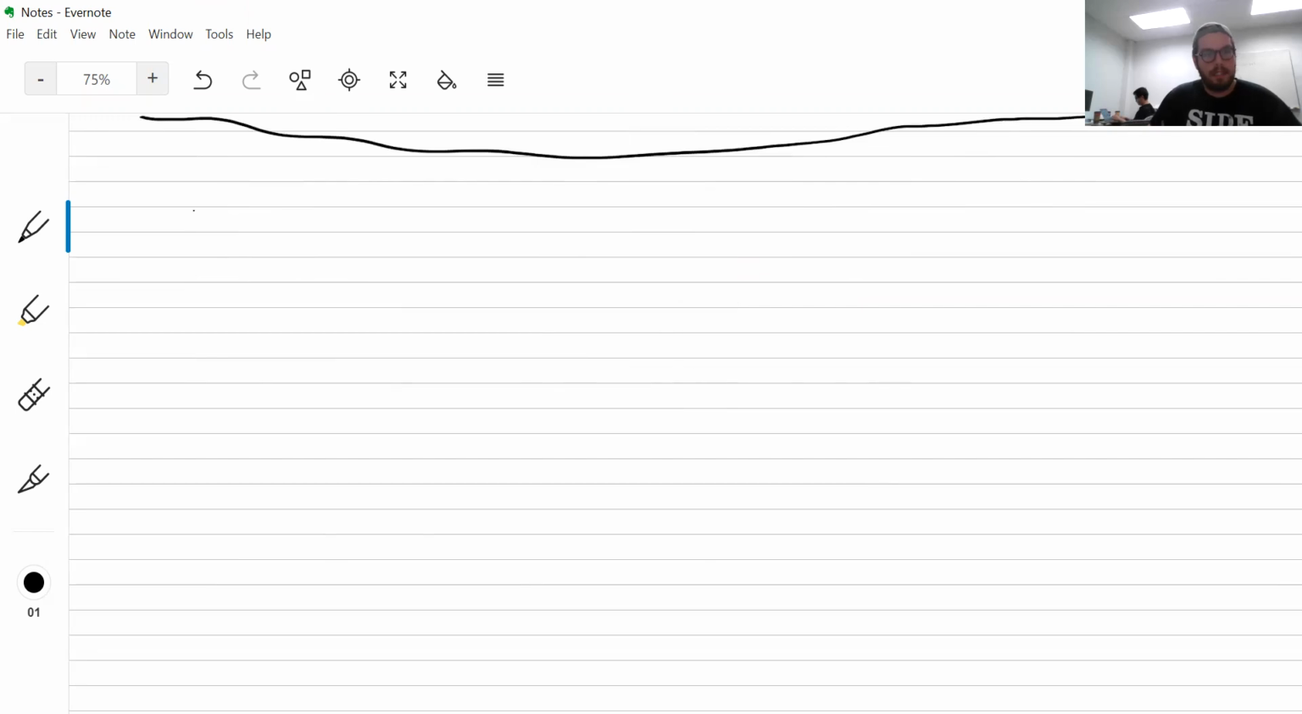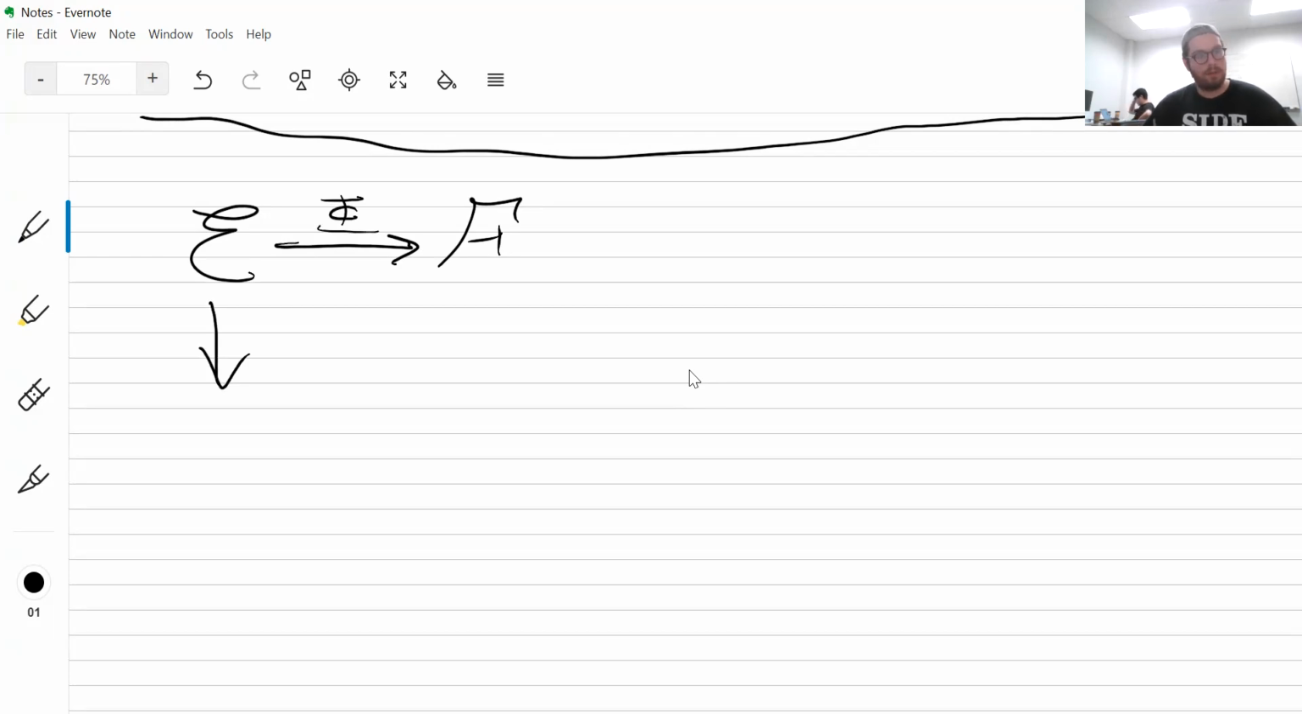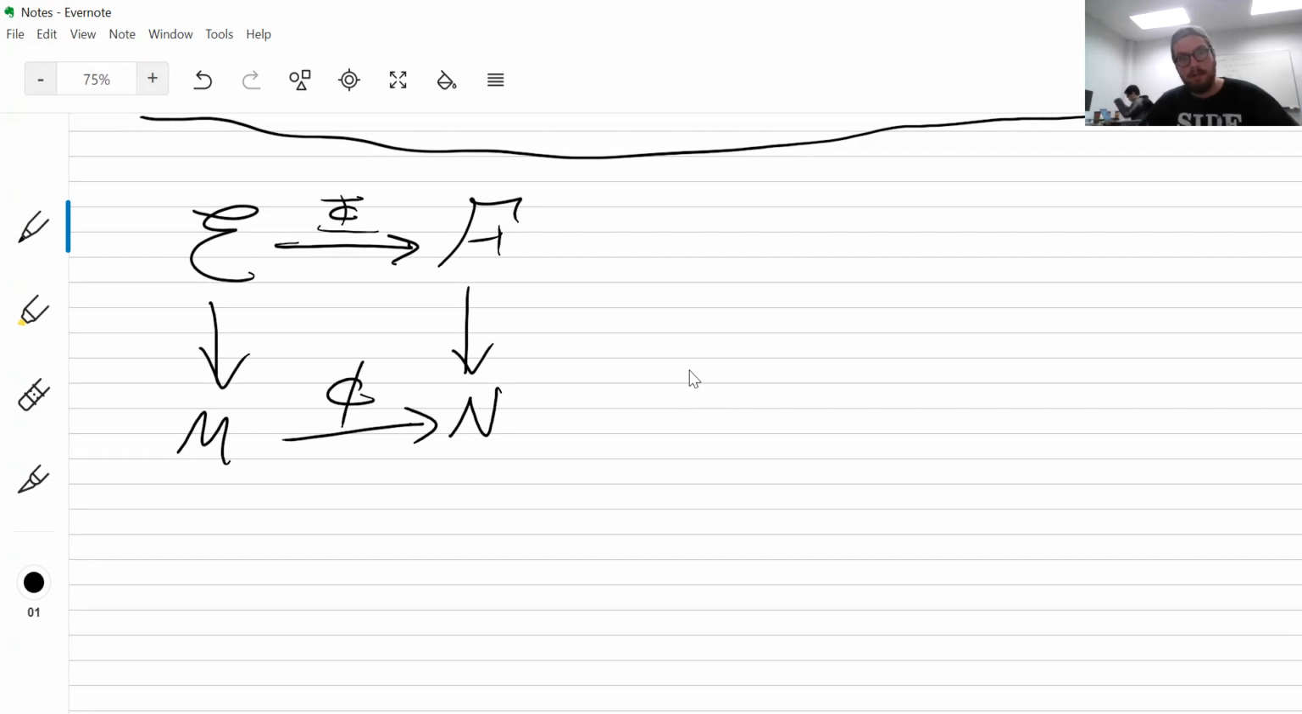The setting that we'll primarily be looking at is E, F, phi. So E is a holomorphic vector bundle over M. F is a holomorphic vector bundle over N. And phi is a morphism of holomorphic vector bundles covering little phi. So this diagram commutes, and M and N are complex manifolds.